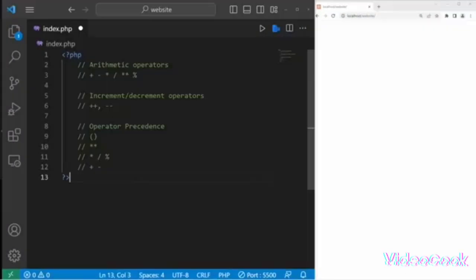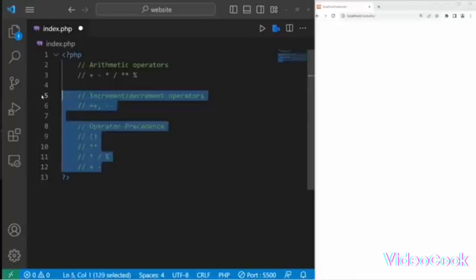Discussing some basic arithmetic in PHP. I'll divide this video into different sections. First, we have arithmetic operators, then the increment and decrement operators, followed by operator precedence. Let's begin with arithmetic operators.